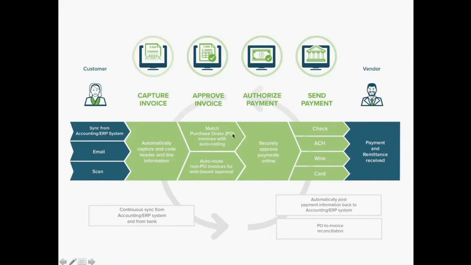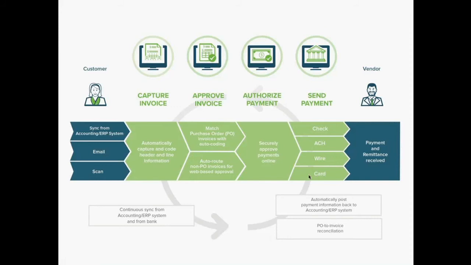Then from there, once the invoice is approved to be paid, you have the payment authorizer, who's usually a controller, VP, or director of finance, in some cases the CFO, in some cases the CEO, if there's a higher level of approval needed. And once that payment has been authorized, we're sending out either the check for you, the ACH payment, wire, or credit cards.